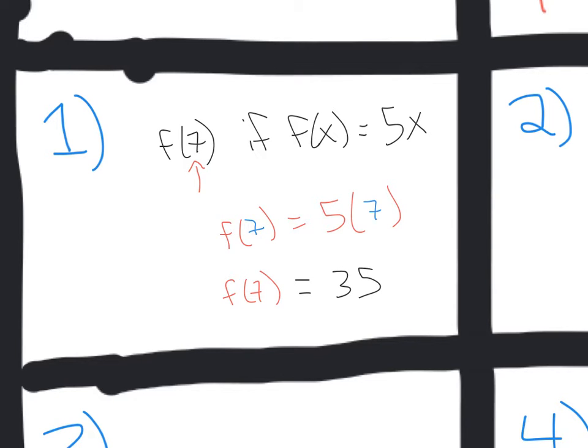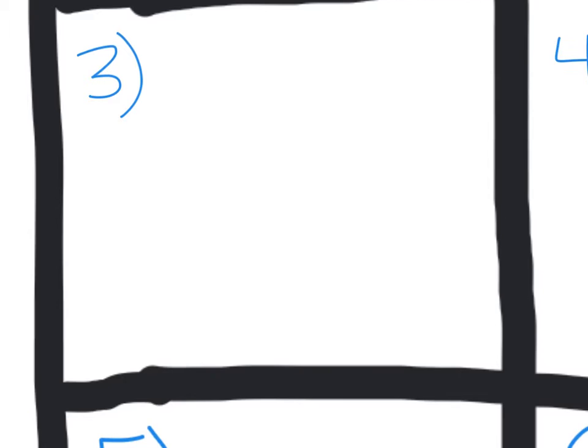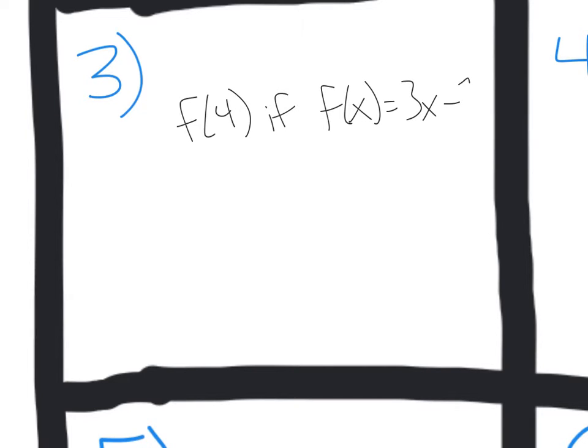Let's go ahead and check out number 3 really quick. Alright, number 3, we've got f of 4 if f of x equals 3x minus 1. Okay, very similarly, we are taking this input of 4, plugging it into our machine here. Wherever we see x, we're going to replace it with 4 in our rule, and that's going to come out with the new output for us.